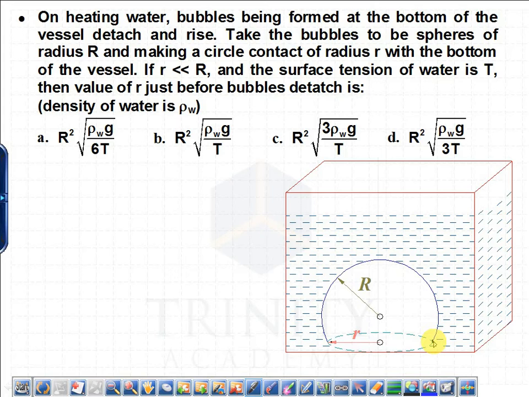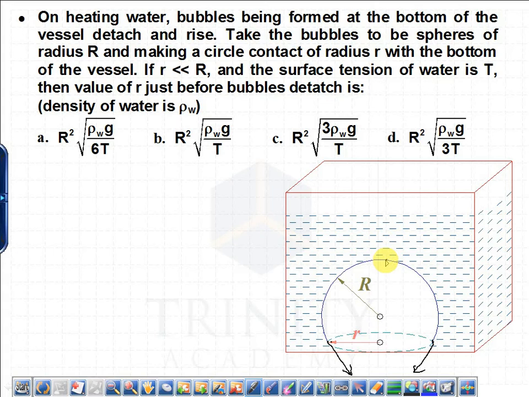If we consider the geometry of the situation, the force of surface tension will be acting everywhere at this ring, on the circumferential part. This force of surface tension will be preventing the bubble from rising up. But when the upthrust becomes sufficiently large, it will balance the force of surface tension in the downward direction, and that will be the cause for the bubble to rise upward.